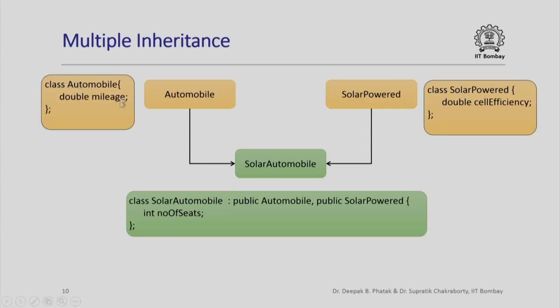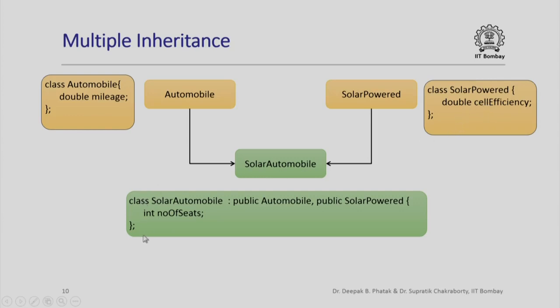I have a class automobile which has a particular data member mileage. I have a class solar powered which has a particular data member called cell efficiency, and I want to derive a class solar automobile from both these classes. I want to get the attributes of the class automobile and also the attributes of the class solar powered. How do we do this?